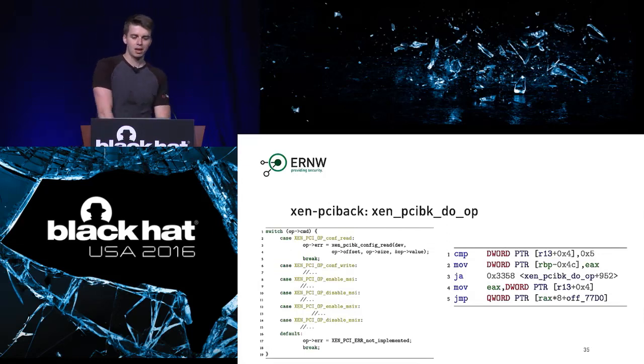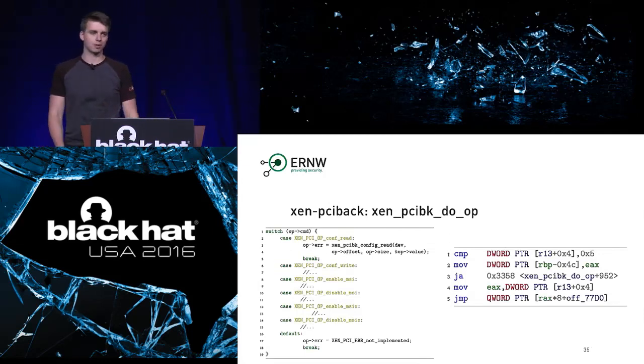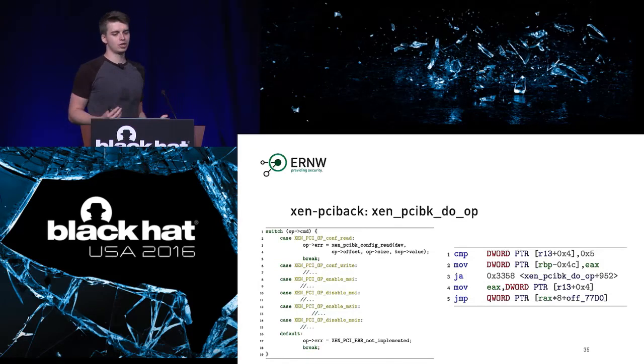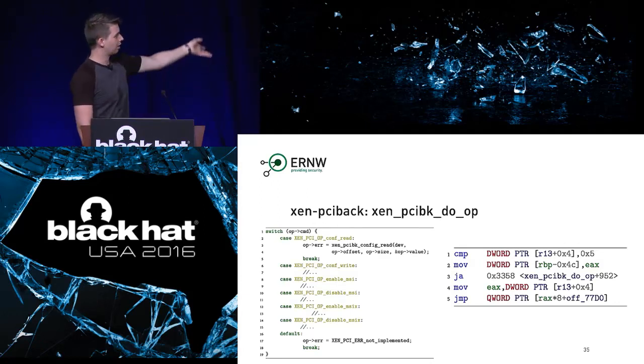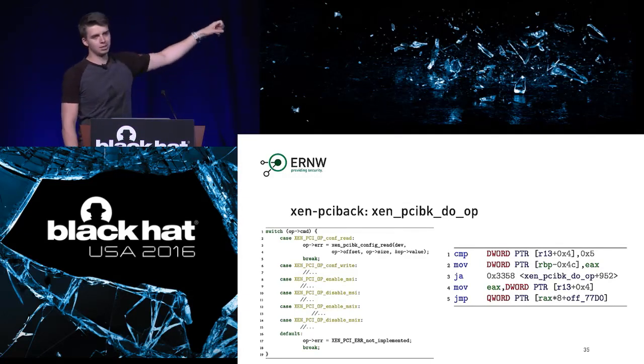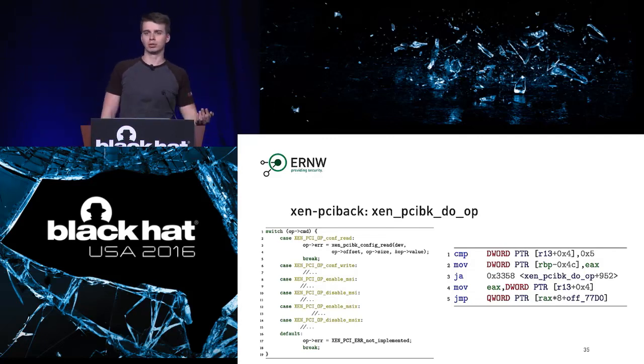So you have this Xen PCI back do op function. And as you can see on the left-hand side, it's basically a big switch statement. And it doesn't look vulnerable at all. If you just look at the C code, it doesn't do a lot. I mean, it calls into functions, but it's not really interesting. As it turns out, op CMD, where op is a pointer into shared memory again.